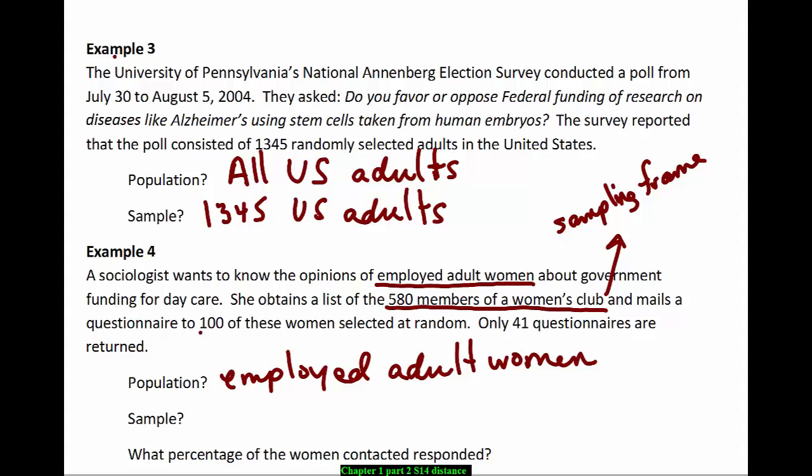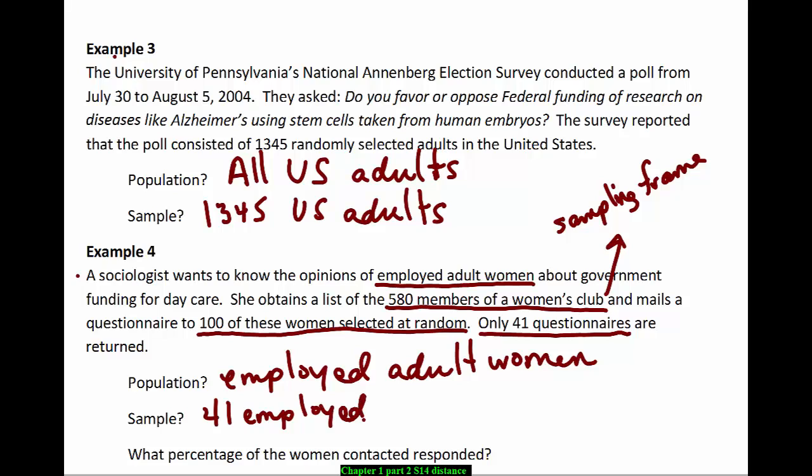So again, you might be thinking of two separate answers here. 100 women were selected at random to participate, but only 41 questionnaires were returned. So which one of these is the sample? Well, if we think about our strict definition, the sample is the smaller group from the population that we actually get data from. So the 41 employed adult women who returned their surveys is our sample.